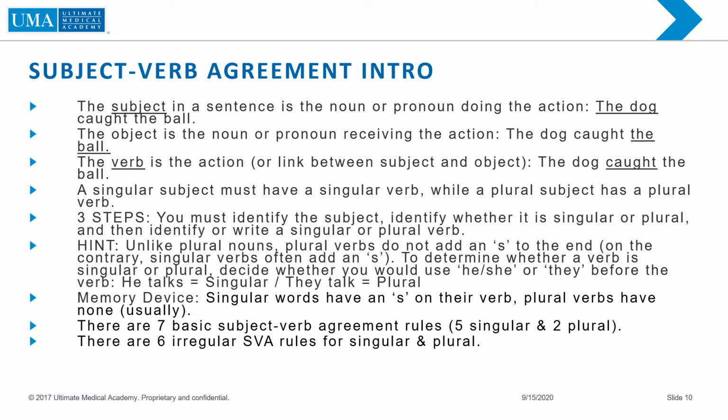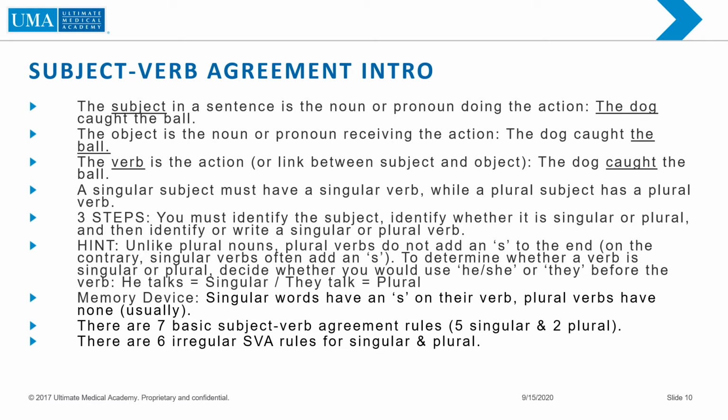A singular subject must have a singular verb, while plural subjects have a plural verb. There are 3 steps. You must identify the subject, identify whether it is singular or plural, and then identify and write a singular or plural verb. Hint: unlike plural nouns, plural verbs do not add an s at the end. On the contrary, singular verbs often add an s.